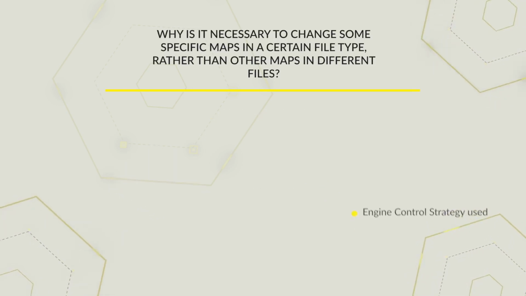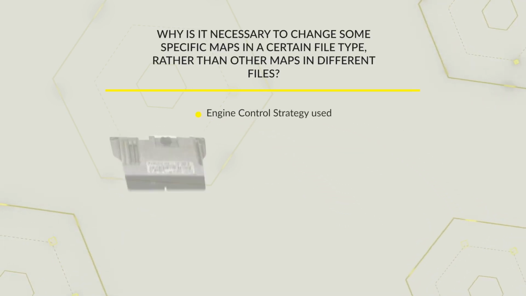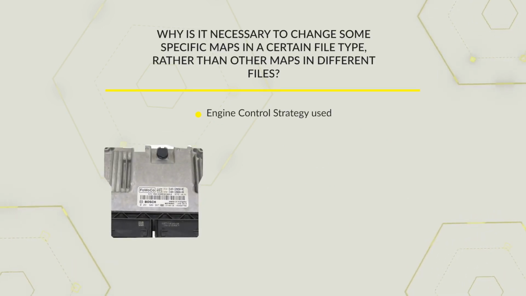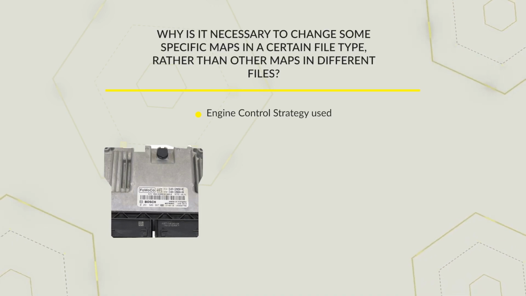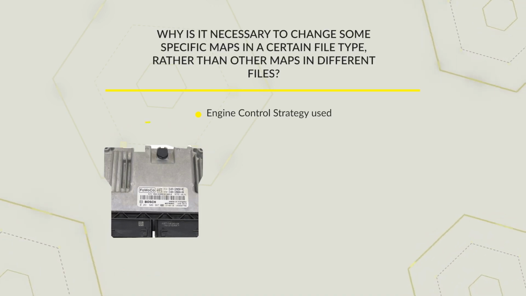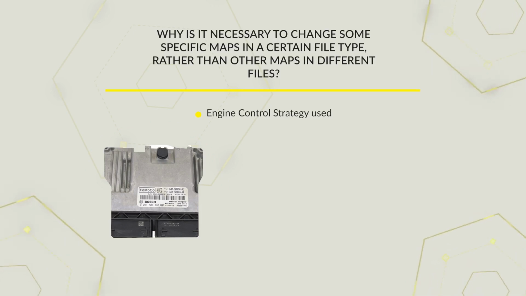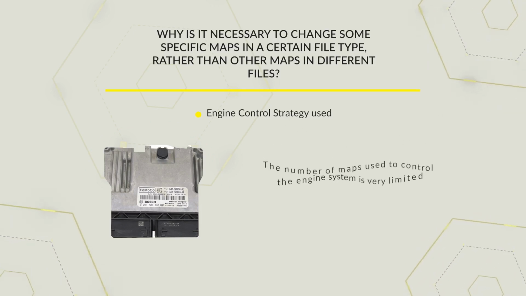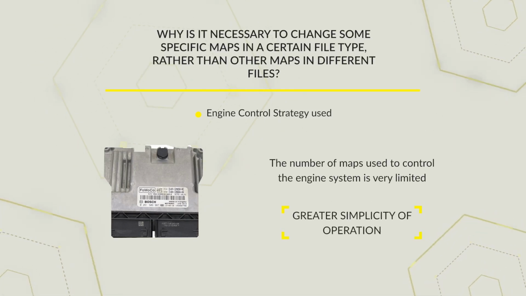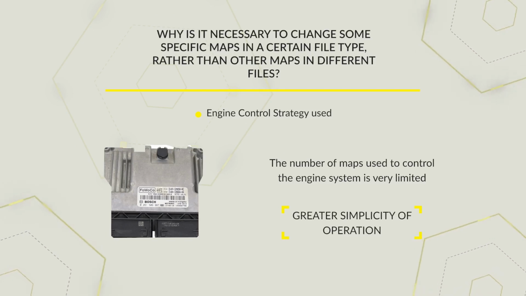Regarding the third element, let's take a look at it. Based on the engine control strategy adopted by the manufacturer, which maps we should modify to increase the performance of a diesel engine. Starting from the oldest ECU, we have seen that the number of maps used to control the engine system is very limited, which translates into greater simplicity of operation. Fewer maps, fewer checks to do.